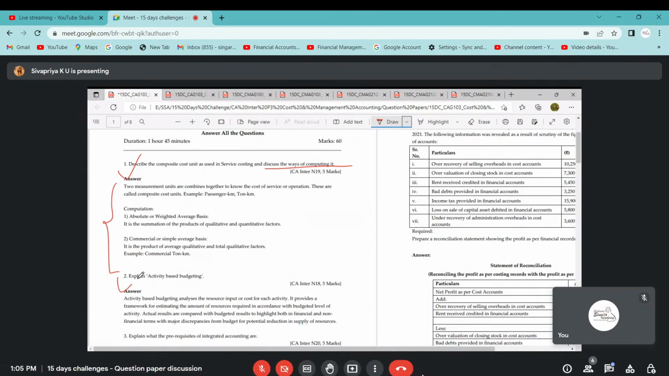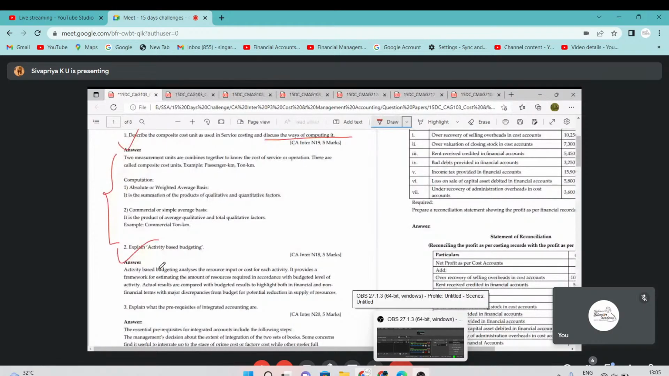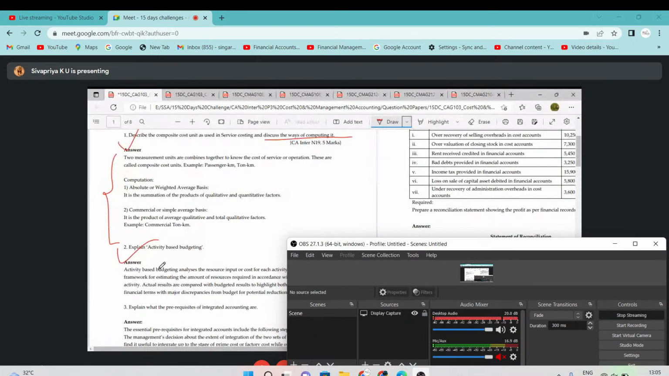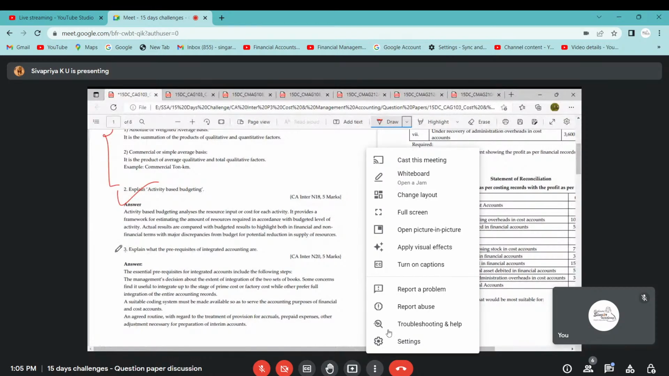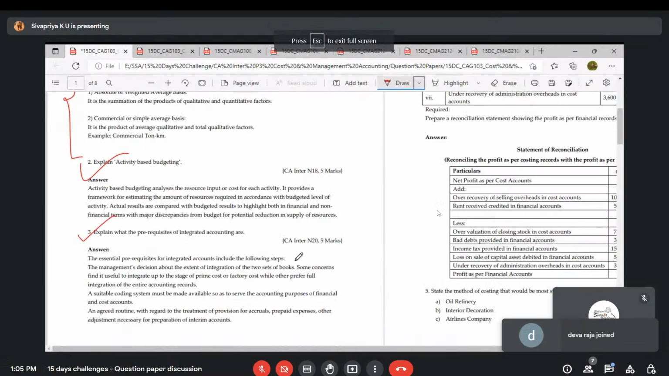Question number 2 is activity based costing. So activity based costing, and you have to explain 4 to 5 points. It's a 5-mark question. Question number 3 is prerequisites of integrated costing. So that is also 5 marks. Any 5 points are enough.